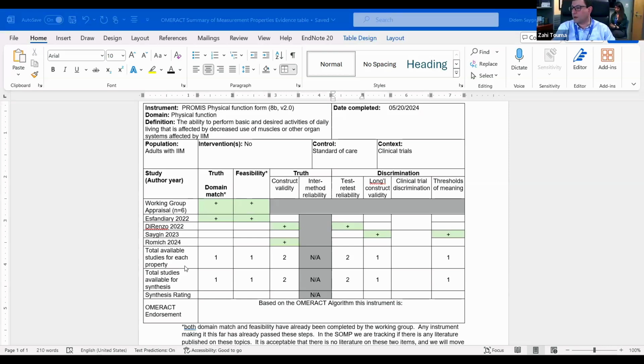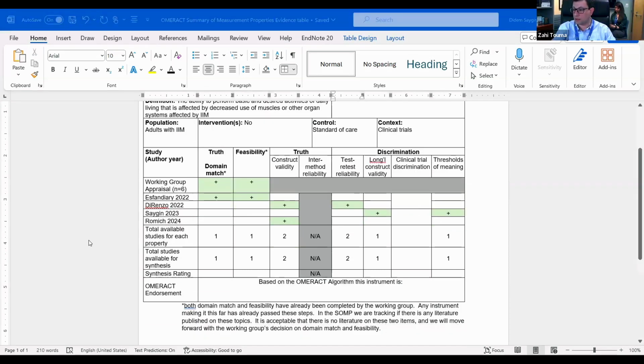Something related. So my question is, let's say we're working on discriminative measurement property, and we have over the last 10 years or 5 years enough number of studies to show that there is really good evidence around this. Is there a number of studies where we reach saturation, or do we have to continue extracting the data for all available studies?